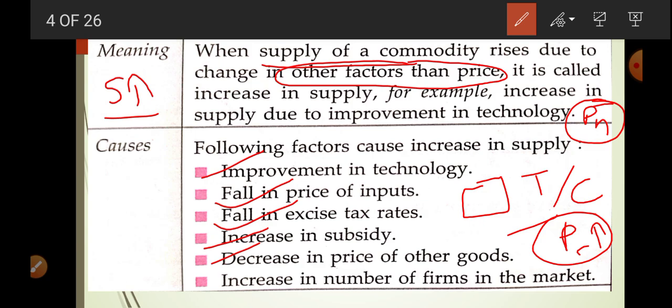Increase in the number of firms. If the number of firms increases, supply is going to be more. Okay, so here what is written, once again I want to explain this point.